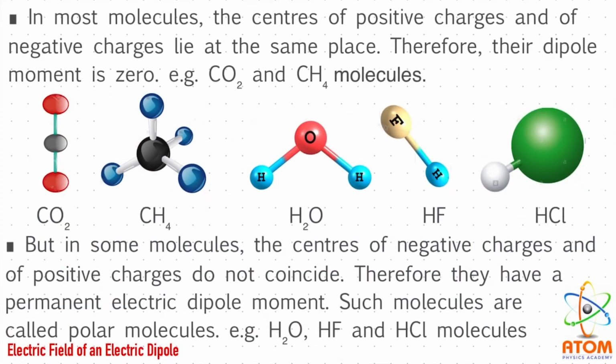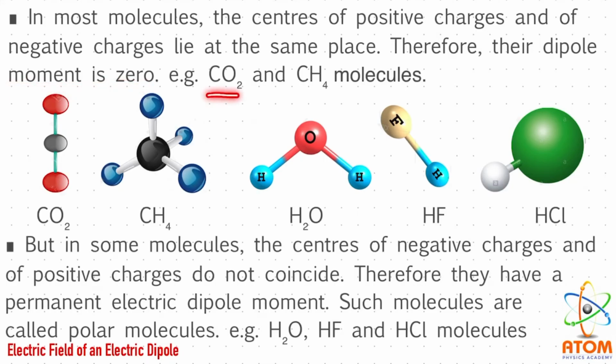Now let us see a few molecular dipoles. In most molecules, the center of positive charges and the center of negative charges lie at the same place. Therefore, their dipole moment is 0. Obviously, if the center of negative charge and the center of positive charge coincide, then the distance 2a will become 0, and that's why the dipole moment will be 0.